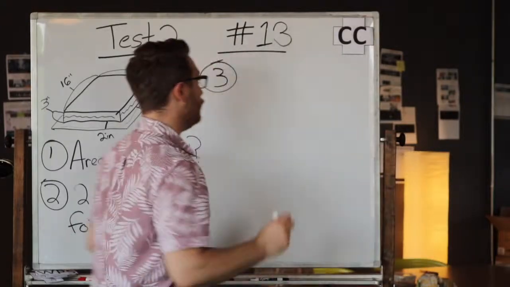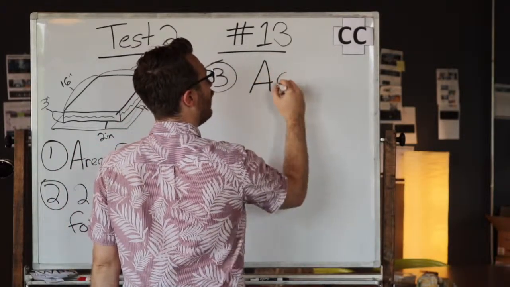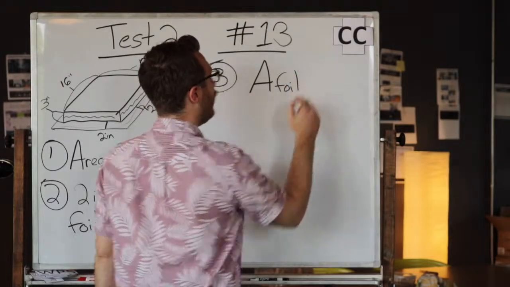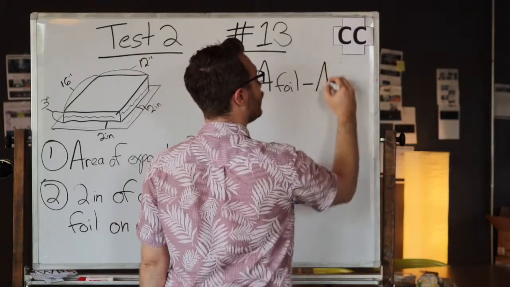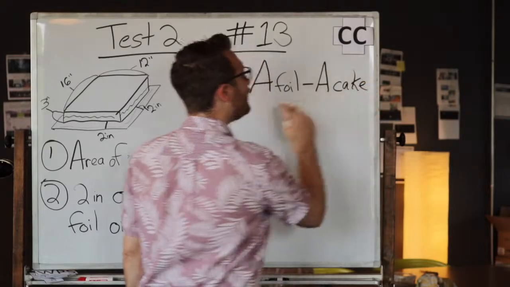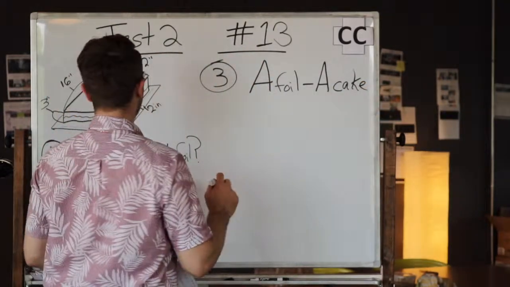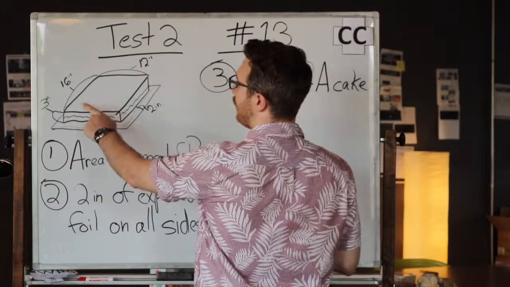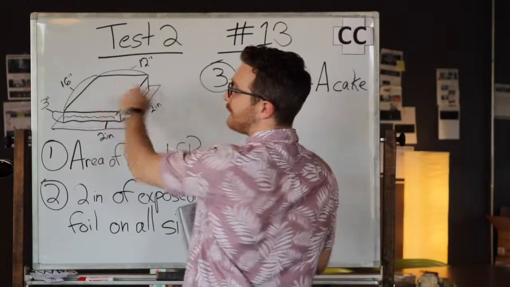So first thing I want to do is find the area of the foil, all the foil, exposed and not exposed. And what I'm going to do is subtract from it the area of the cake on the foil. What that's going to do is give me just the remaining area of the exposed foil. So the area of the cake is going to be the area of any quadrilateral. It's going to be length times width.